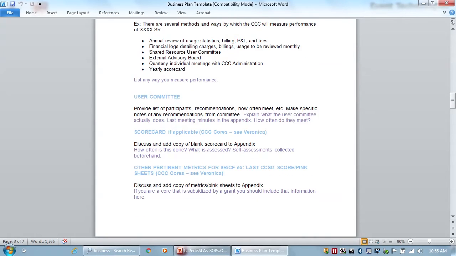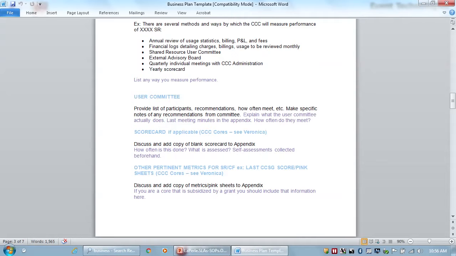And then the couple subsections under this: do you have a user committee? You'll want to list who's a part of the user committee. Did they make recommendations in the past? What does the user committee actually do? How involved are they? If you have the last meeting minutes, you can definitely add those to the business plan in an appendix. You want to say how often they meet.